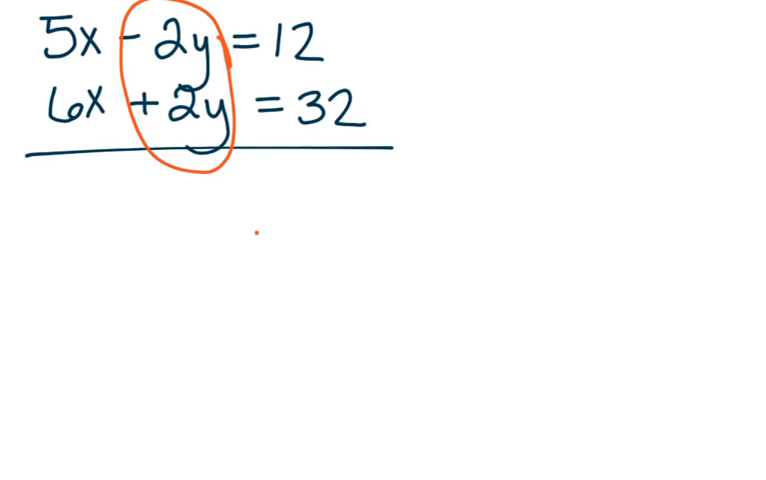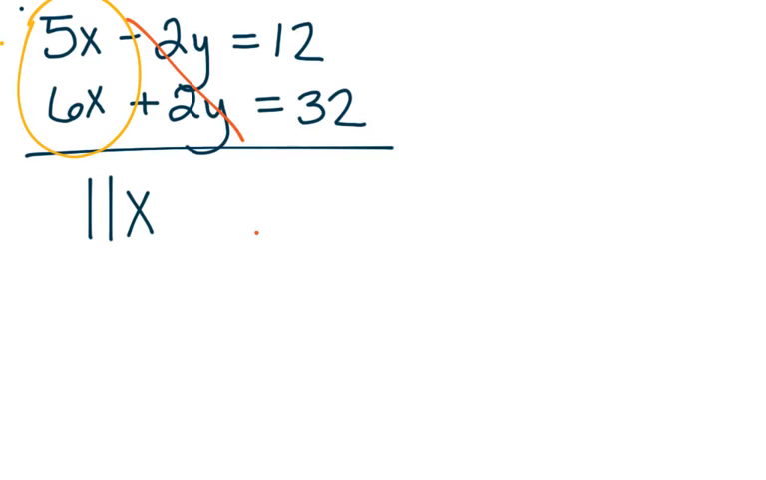When I combine those or add them together, I like to think about it as a sandwich. When I sandwich them together, I get 0. They cancel out. Now that you've eliminated one of the variables, you're going to go ahead and add the rest of the equation together vertically. So 5x and 6x, when we add those together, we get 11x. And then over here, 12 and 32, when I add those together, I get 44.